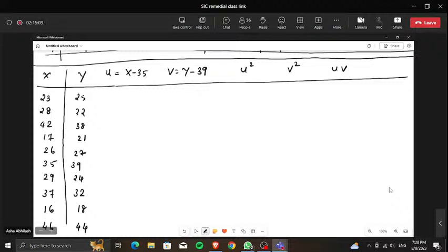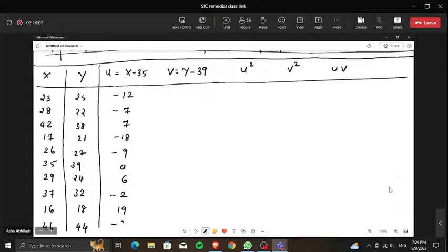So quickly find the next column u, X minus 35. 23 minus 35 is minus 12, then 28 minus 35 is minus 7, then 7, minus 18, minus 9, 0, 6, minus 2, 19, minus 9. Now v, Y minus 39.